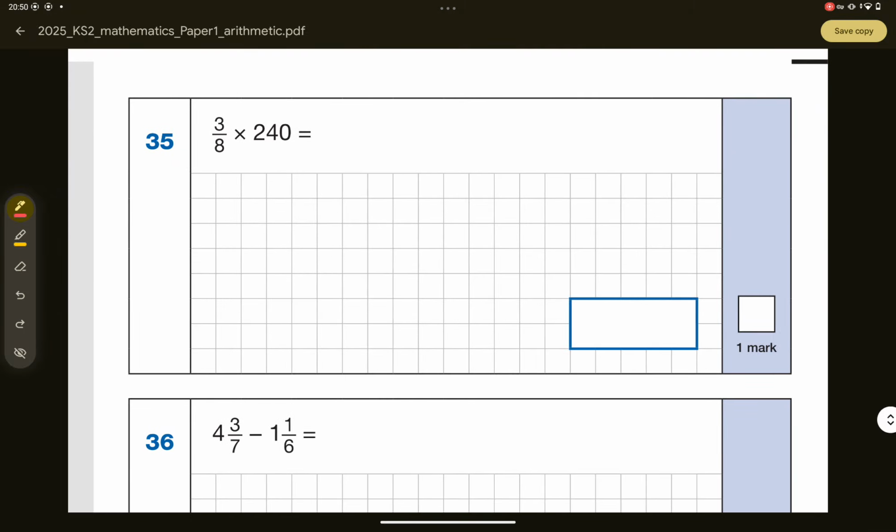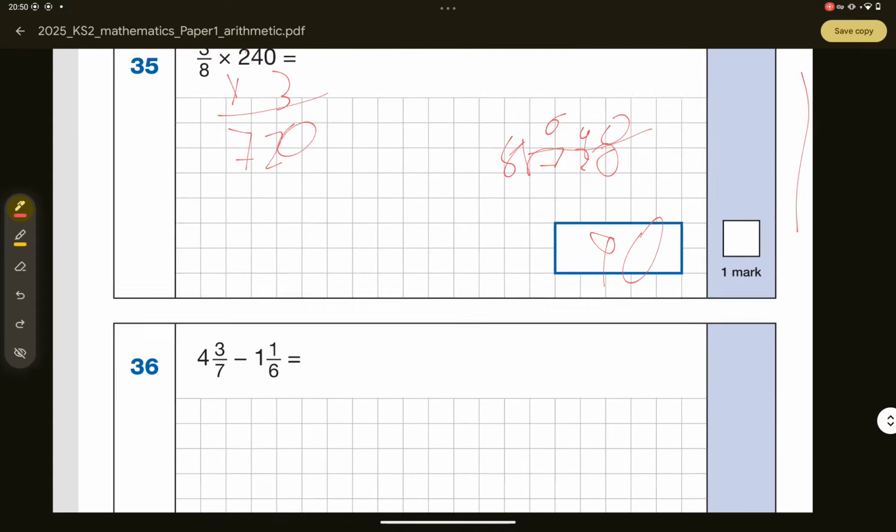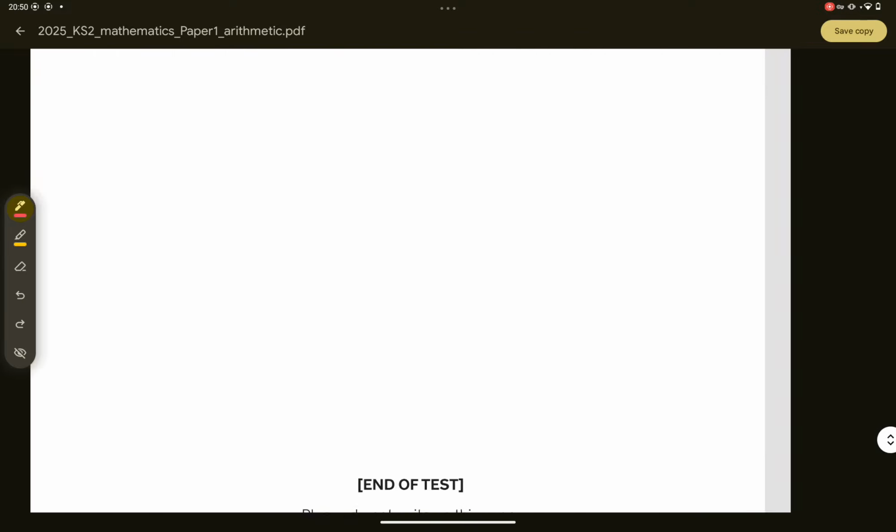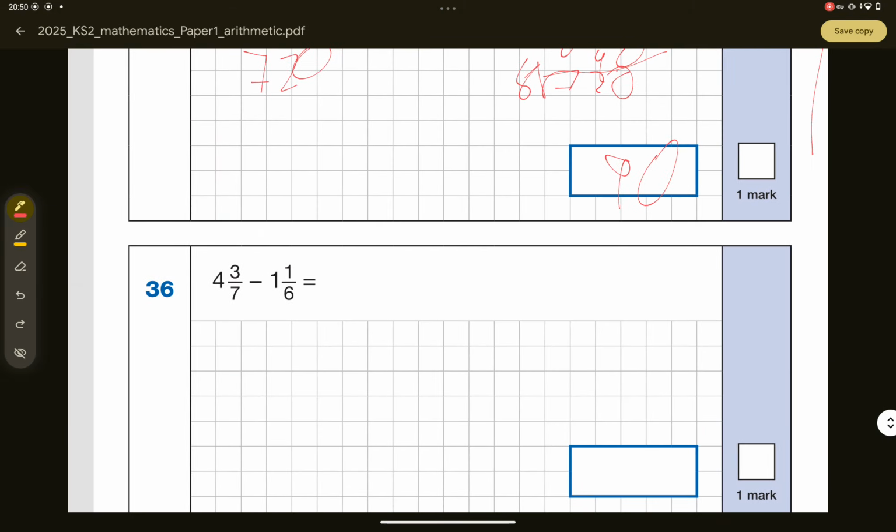What's 240 times 3? So 0, 12, 7, 7, 720 divided by 8 equals 90. I can just put that straight in the box. Is this the last question? Yes, it is. We're on the last question, everybody.